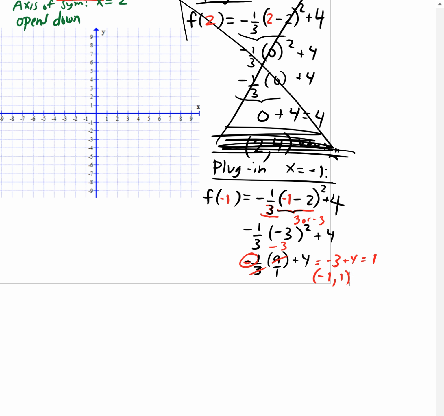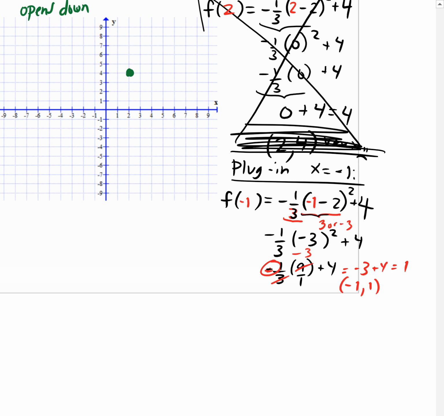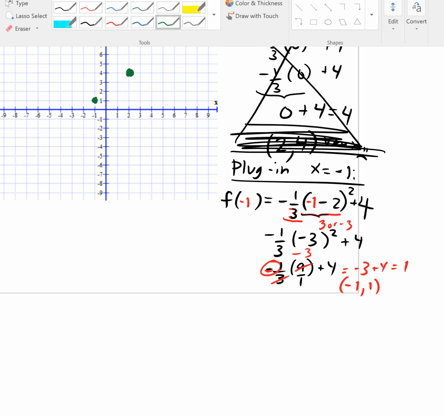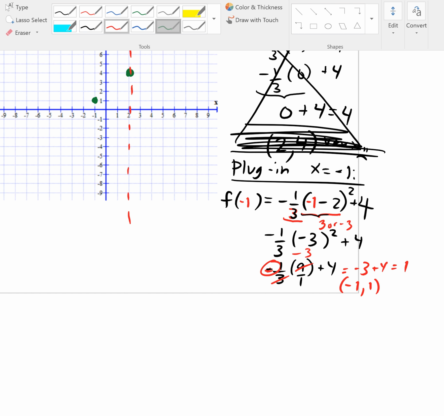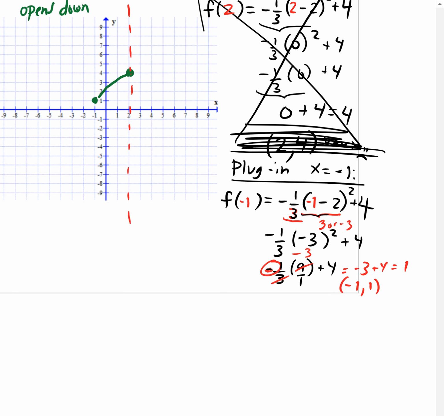Where's that point? It's here. And then the point we just found was negative 1, 1. It's here. And then the axis of symmetry is the line x equals 2 right through the vertex. If I connect the dots, I only know what the left side looks like. And it is opening downward, so I'm going to keep it going all the way down. I know nothing about the right side, but I'm going to try to make it look like a mirror image of the left side. There we go. Looks good.